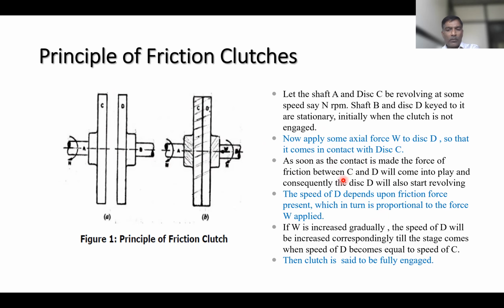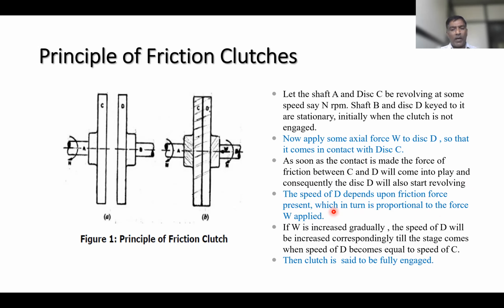Now, as soon as the contact is made, the force of friction between C and D will come into play, and consequently, disc D will also start revolving. You should remember this, it is the important one: the speed of D depends upon the friction force present, which in turn is proportional to the force W applied.